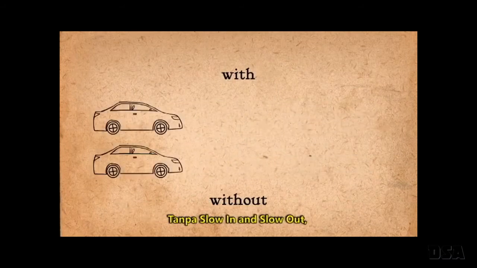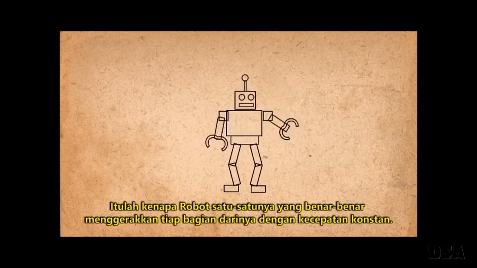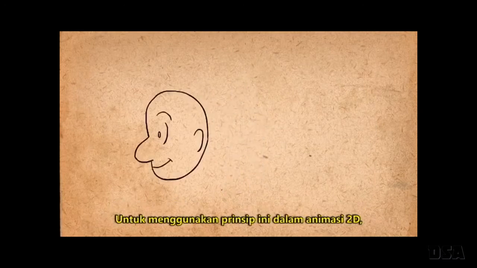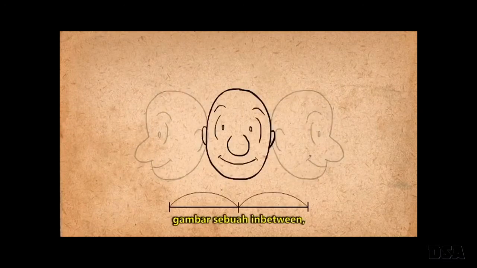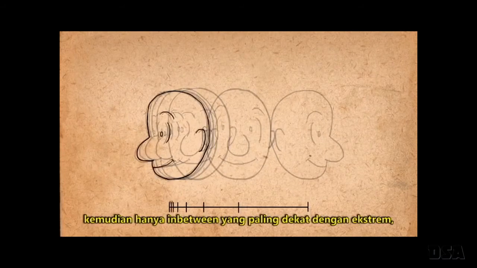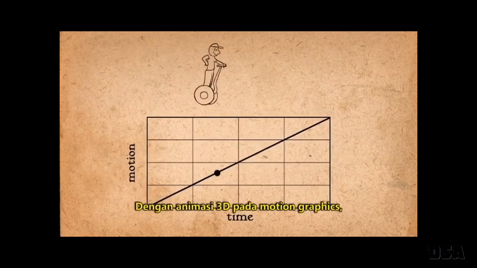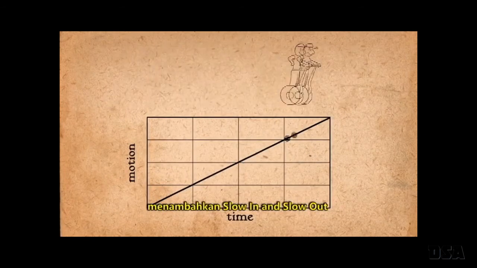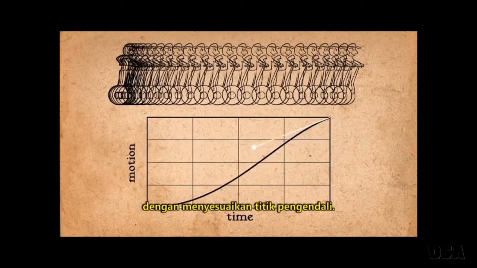Without slow in and slow out, things feel mechanical. That's because robots are one of the only things that actually move their parts at a constant speed. To use this principle in 2D animation, you take your extreme poses, draw a single in-between, and then draw in between those, then only in between the drawings closest to the extremes until you're satisfied with the amount of slow in and slow out. With 3D animation and motion graphics, adding slow in and slow out is a matter of changing the motion curves from linear to spline by adjusting the Bezier handles.